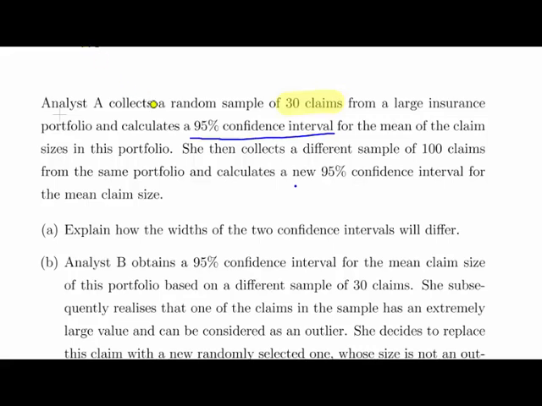Analyst A collects a random sample of 30 claims from a large insurance portfolio and calculates a 95% confidence interval for the mean of the claim sizes in this portfolio. She then collects a different sample of 100 claims. So we have two different cases, the 30 claims case and the 100 claims case, from the same portfolio, and calculates a 95% confidence interval. So explain how the width of these two confidence intervals will differ. We'll sort of deal with that one first off, okay?